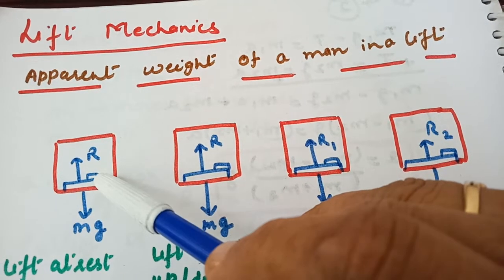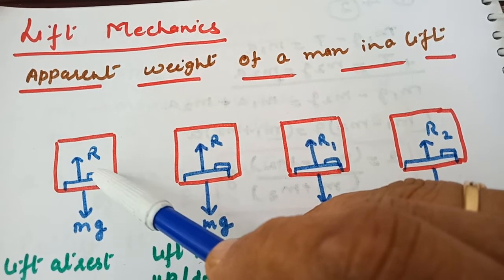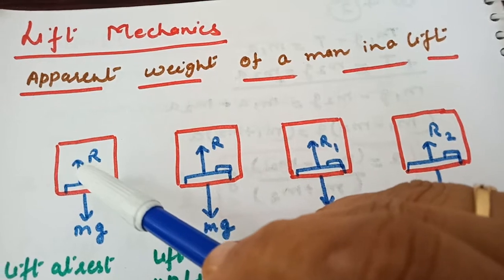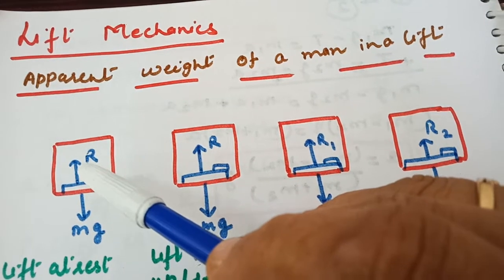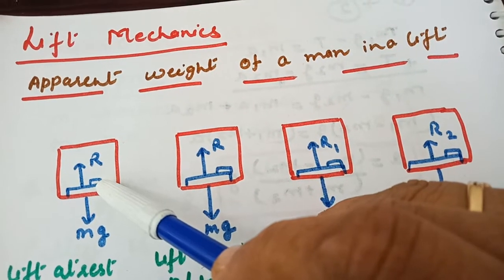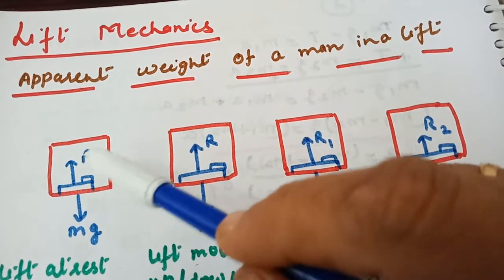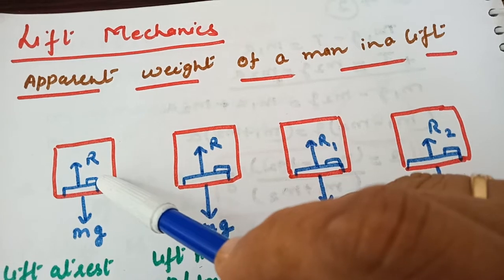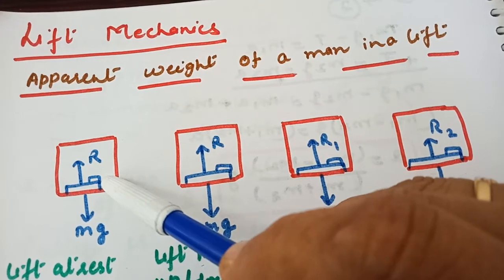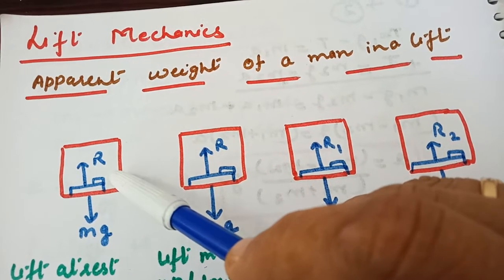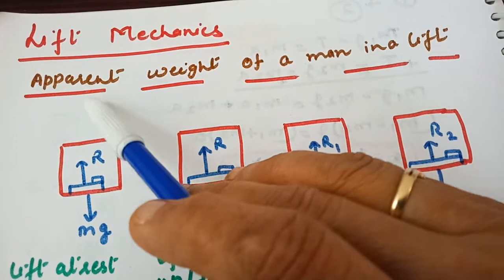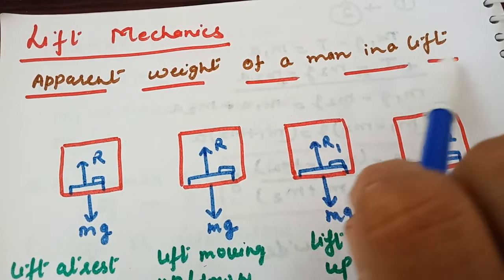Because whenever you go through the lift in the upward direction, it appears that the body becomes heavier, and when the lift is moving down, it appears that the body is lighter. So this is the apparent weight condition. So what will happen during this motion that we are going to consider in this topic? So, apparent weight of a man in a lift.